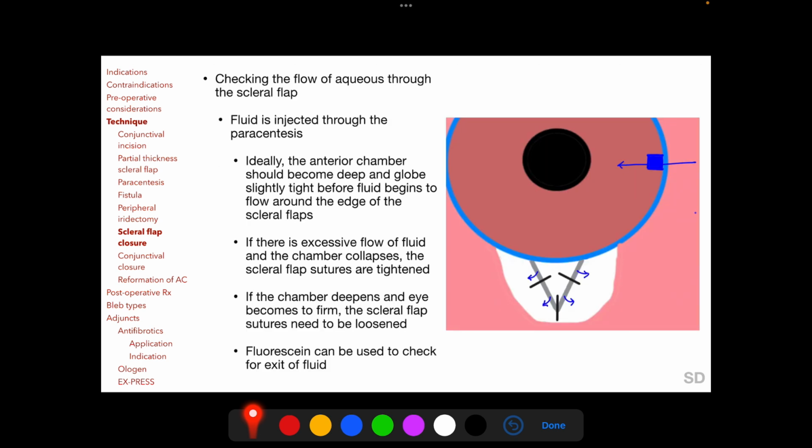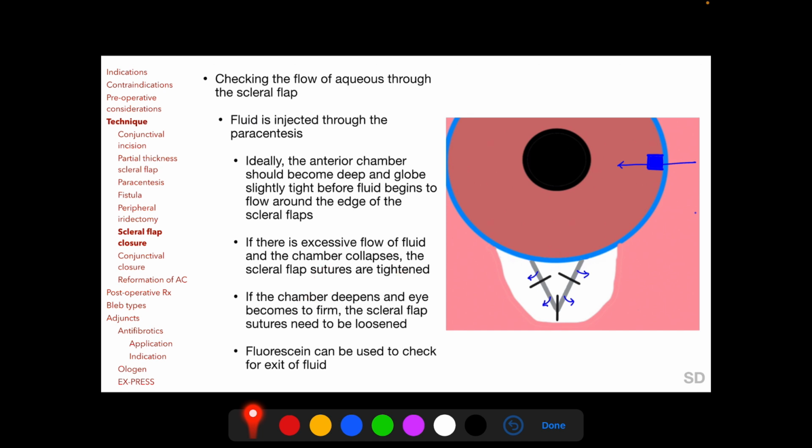After closure of the scleral flap and before closure of the conjunctival flap, flow through the scleral flap margin should be checked by injecting fluid through the paracentesis. Ideally, the anterior chamber should become deep and globe should become slightly tight before fluid begins to flow externally from the margins of the scleral flap. If there is excessive flow of fluid through the scleral flap margins and the anterior chamber collapses, the scleral flap sutures are loose and they need to be retightened.